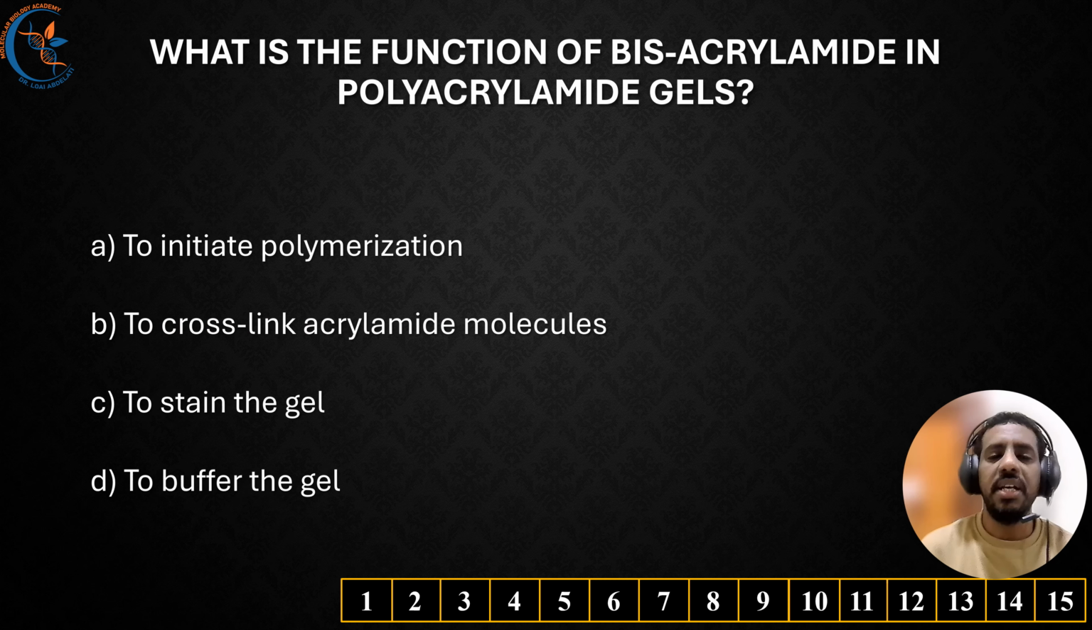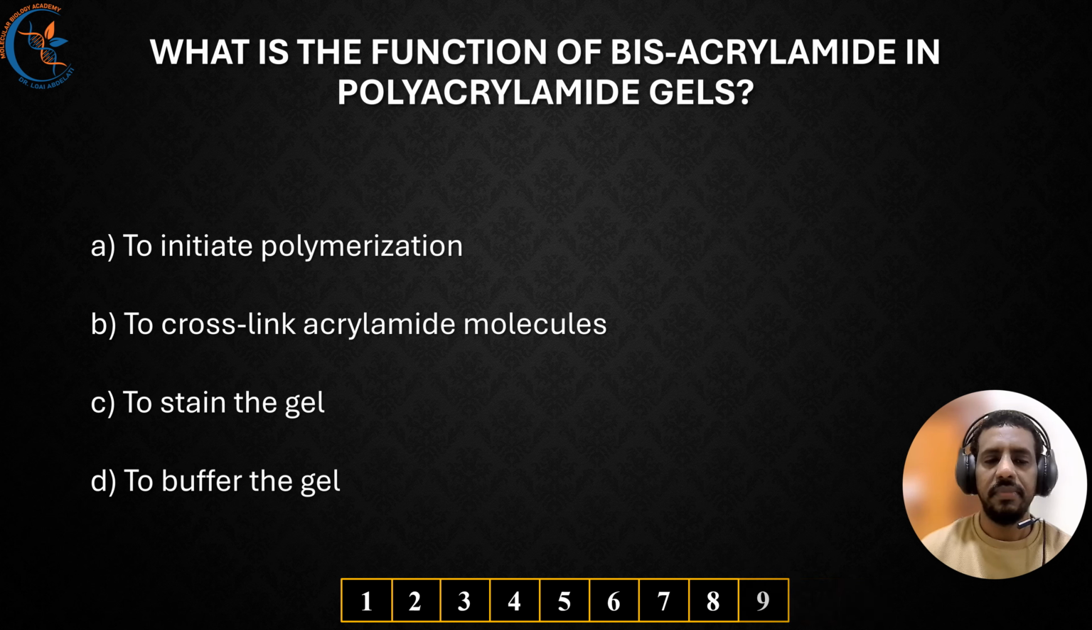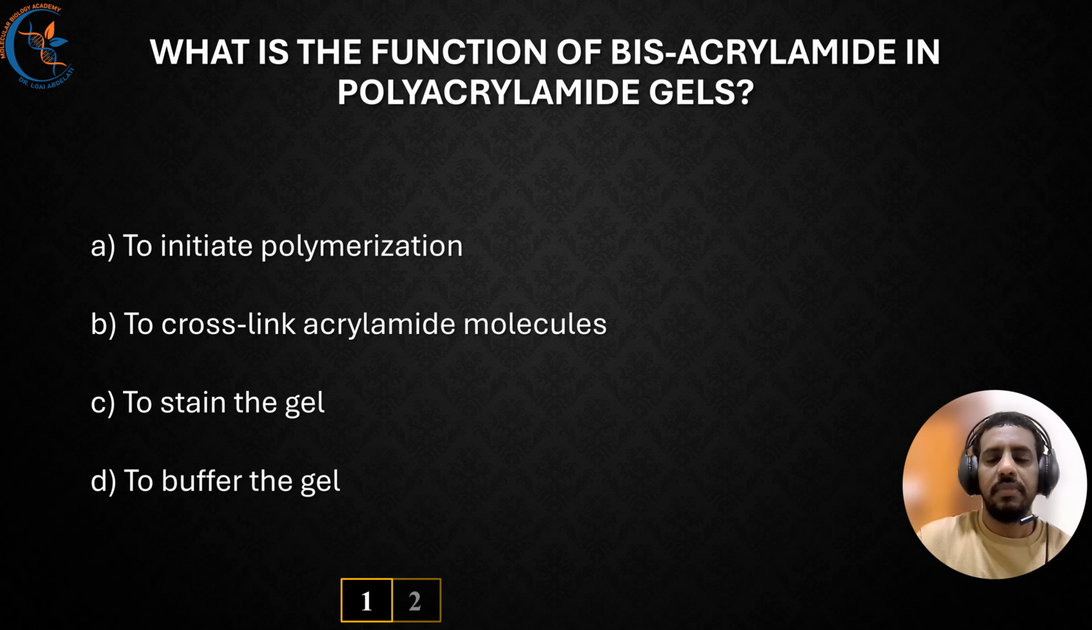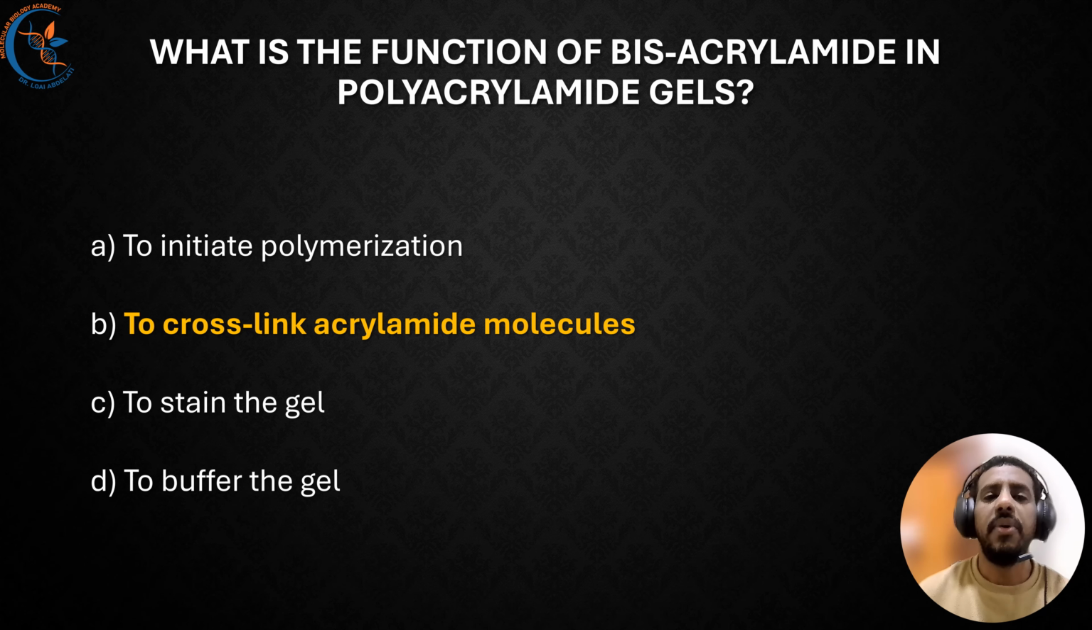All right. Next question here. What is the function of bisacrylamide in polyacrylamide gels? The correct answer is to cross-link acrylamide molecules. As we know, bisacrylamide acts as the cross-linker, forming a network with acrylamide that creates the gel matrix. All right, let's move on.